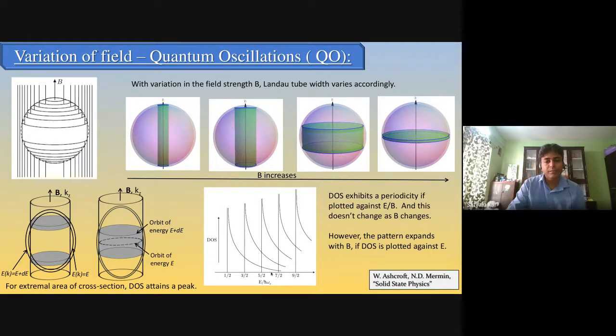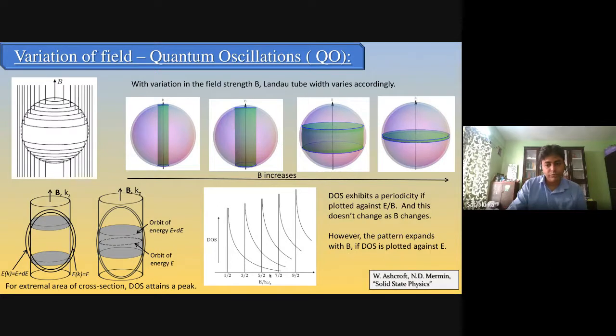And this is happening because as you increase the energy, different Landau tubes are there. So for different Landau tubes, you can have this kind of situation, and for each one of them, you are getting one of such peaks. So this is the picture. Now the variation is showing with respect to energy. You could have kept the energy fixed and then seen the variation with magnetic field also.